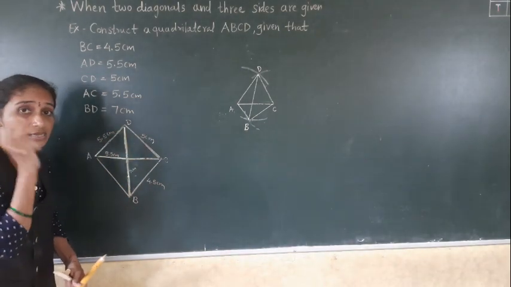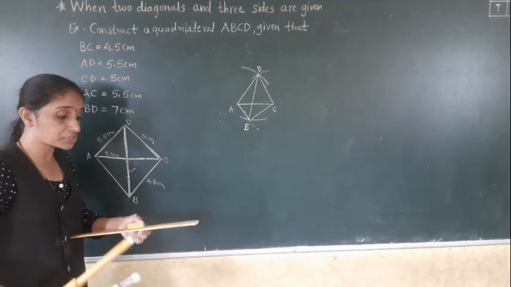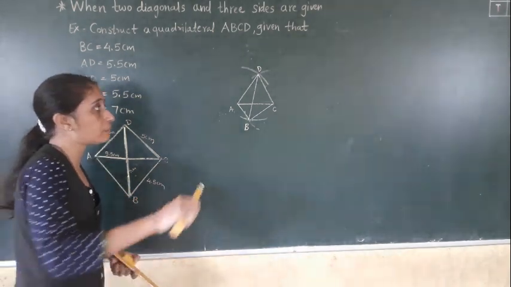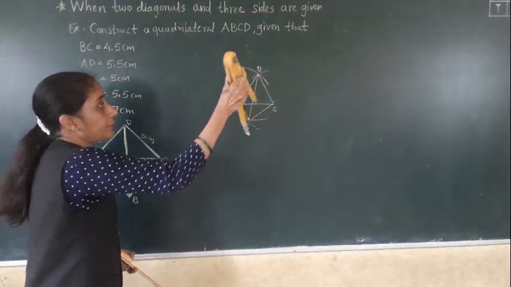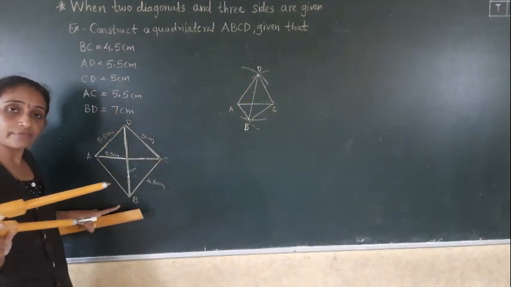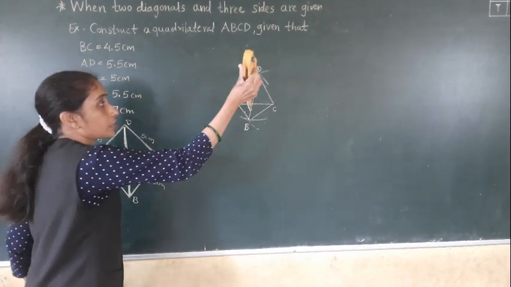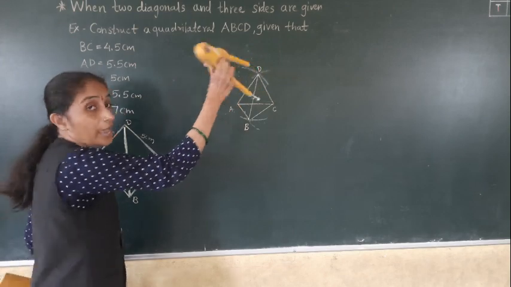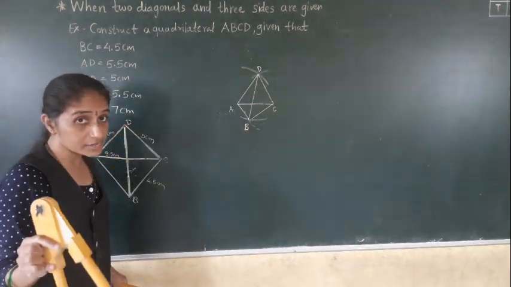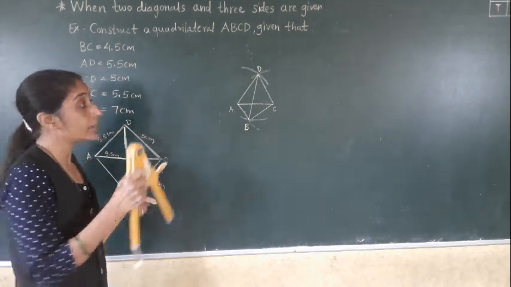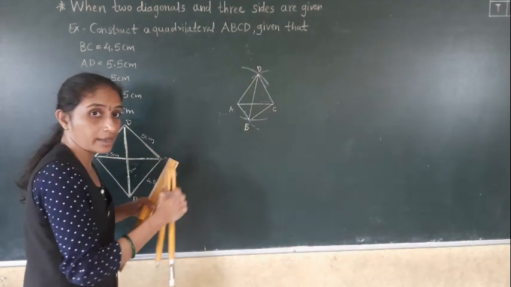BD, how much is it? 7 centimeter. So take measurement 7 centimeter in your compass. Keep it on D. Because where will B come? B will come down somewhere. So keep it on D and draw an arc with 7 centimeter radius.